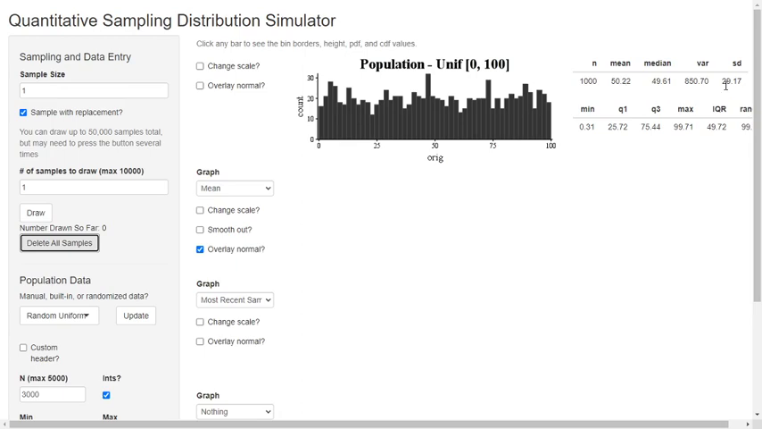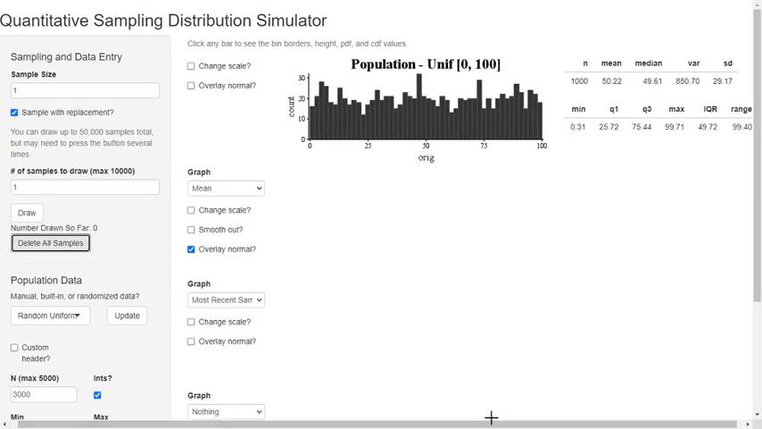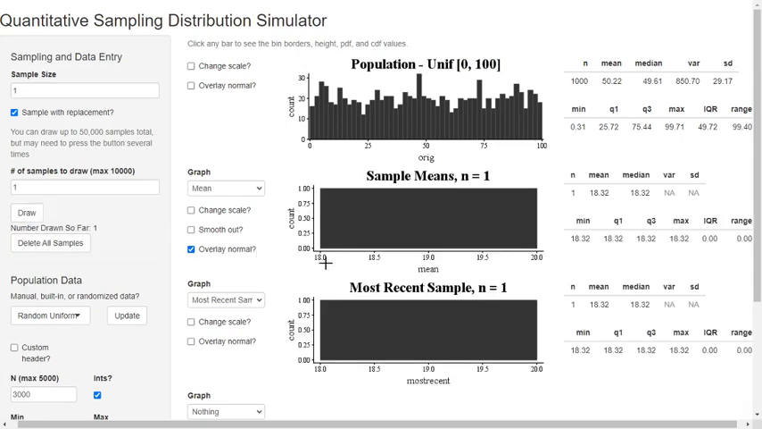The standard deviation's 29.17. And you can see that the minimum value was 0.31 way down here, and the maximum was 99 point something way up here, 99.4. And so what I'm going to do is draw a sample of size 1, meaning I'm just going to grab one data point and graph it. Okay? So if I do that, that one data point was between 18 and 20, and this shows the most recent sample down here, same thing. It turns out it was actually 18.32.